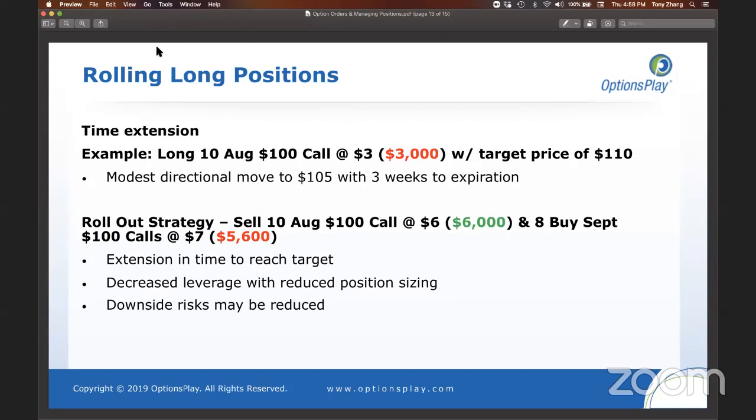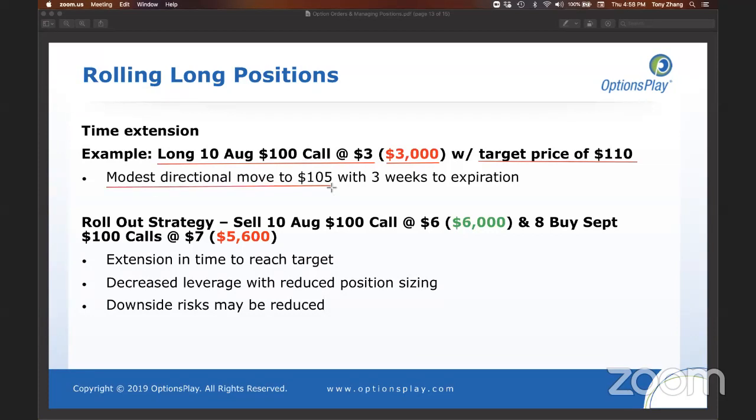So I have a very similar position here. I'm bullish on a stock trading at $100, so I buy 10 contracts of that same 100 strike call for $3. This cost me $3,000. I have a target price of 110. Let's say a few weeks later I get a modest directional move up to 105. I still have 3 weeks left to expiration, but maybe there's a news announcement coming out 6 weeks from now, and the stock just doesn't seem to have the catalyst to move to 110 that I expect it to. What can you do?